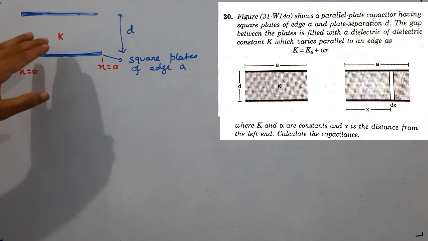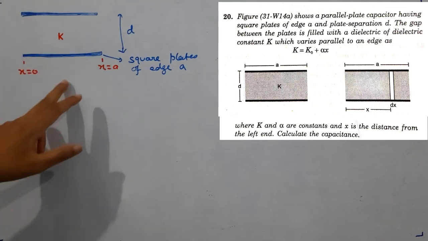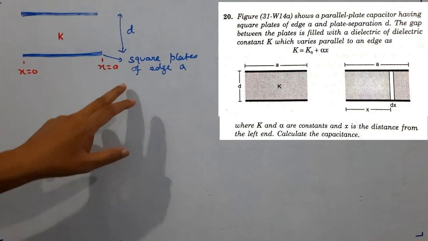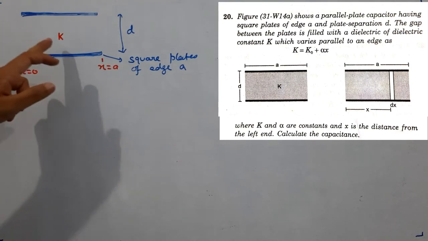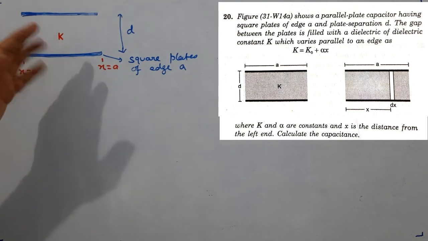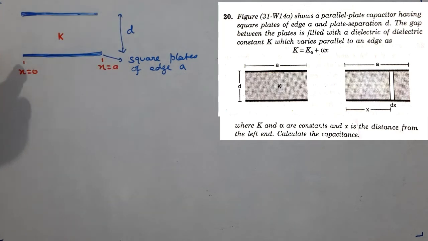The dielectric constant of the material between the plates is K. If K were constant, you know the capacitance would have been given by the formula A epsilon naught K upon D. But in this question, it is given that this K is not a constant, it varies in this direction. That means it varies along the edge or parallel to the edge.